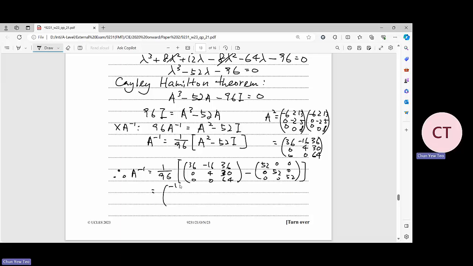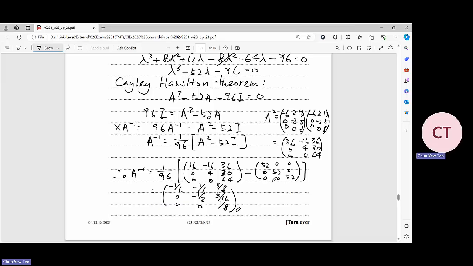Simplify directly now. So negative 1 over 6, 0, 0. Negative 1 over 6. Negative half. And then 0, 3 over 8, 5 over 16, and 1 over 8. That will be the A inverse. Okay, this will be the answer for part B, the A inverse. So this is the answer.